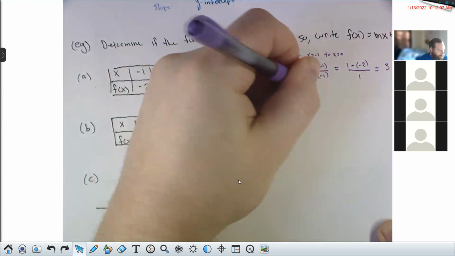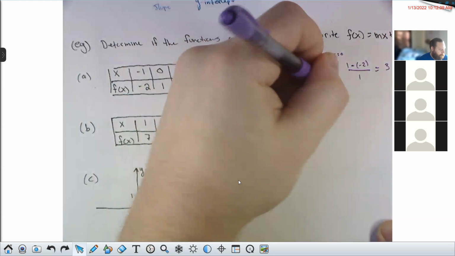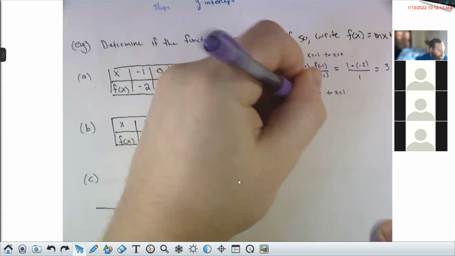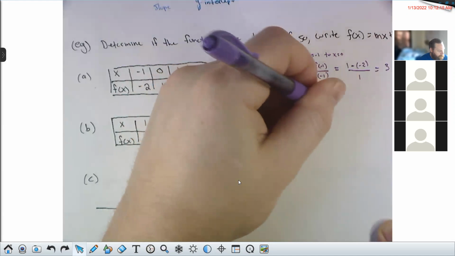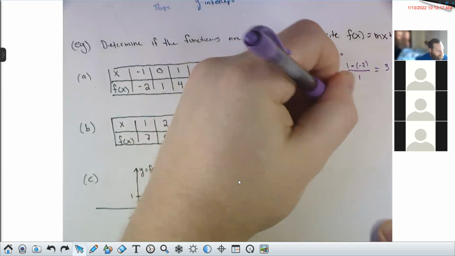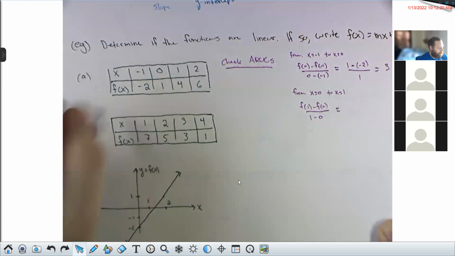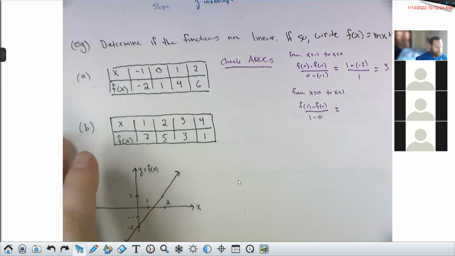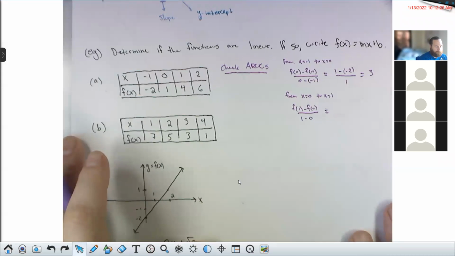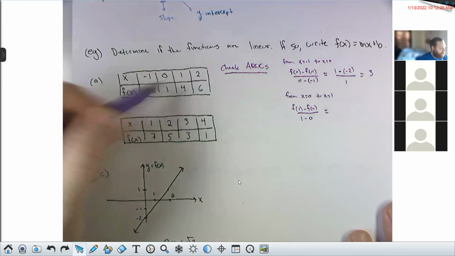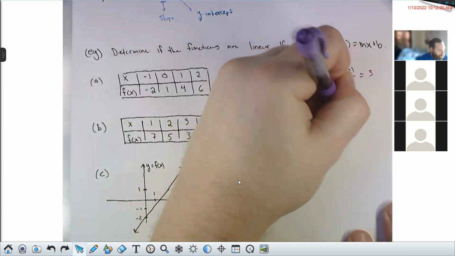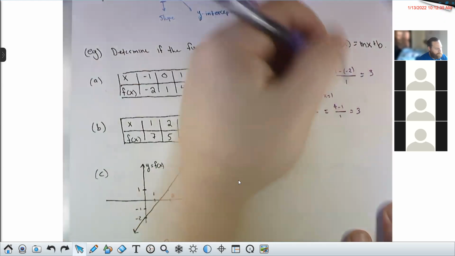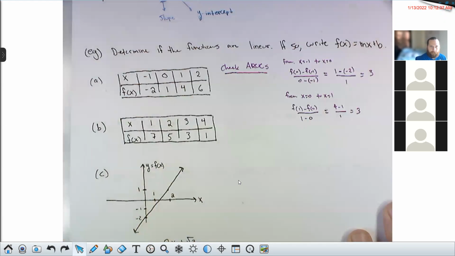From x equals 0 to x equals 1, we have f of 1 minus f of 0 over 1 minus 0. This is all for part A. F of 1 is 4, f of 0 is 1. So this is 4 minus 1 over 1 minus 0. That's also 3. So far, so good, right?